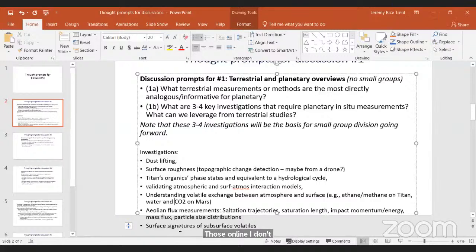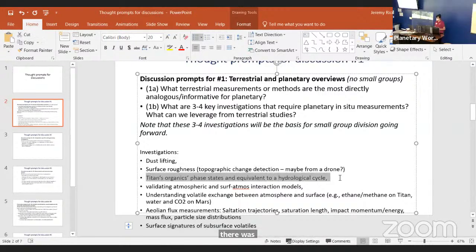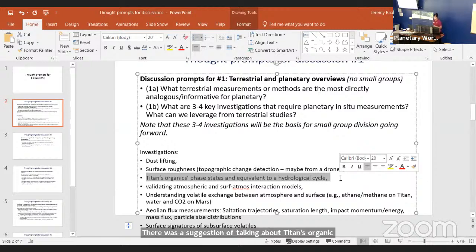Can you repeat the question? There was a suggestion of talking about Titan's organic phase states and equivalence to a hydrological cycle as one of the investigations. We would then talk about how would we make those measurements. But if you're our only expert, I kind of feel like you'll just be talking to yourself mostly.